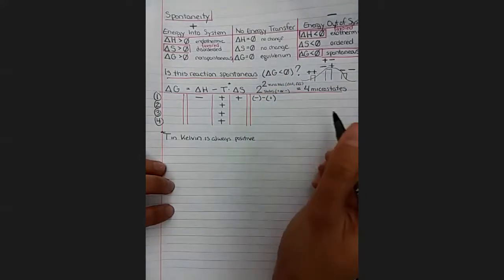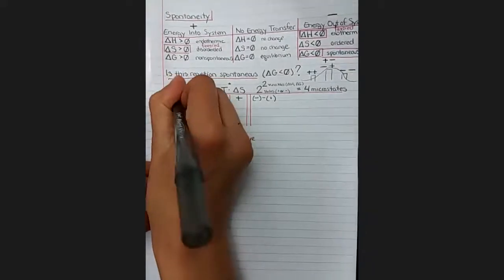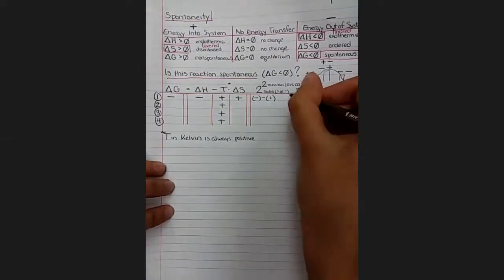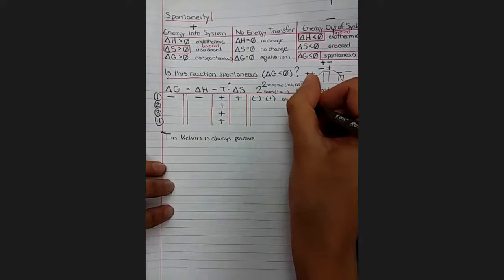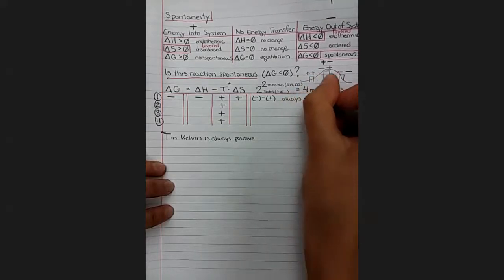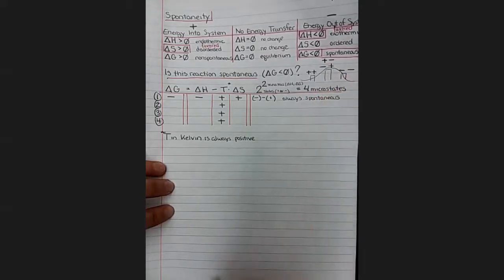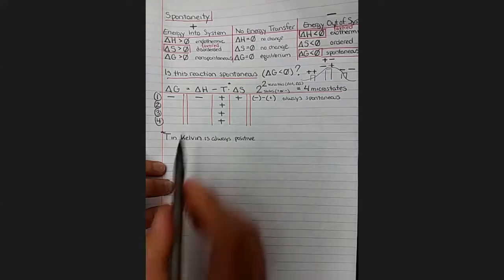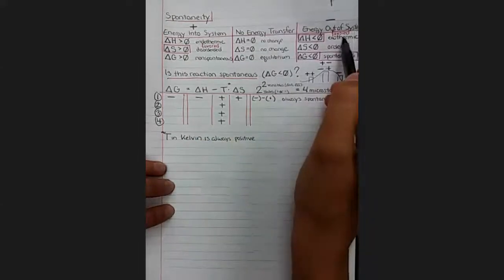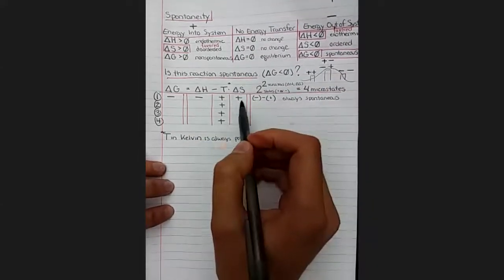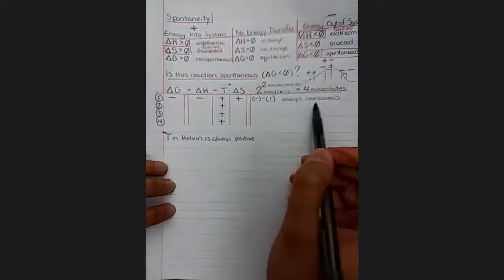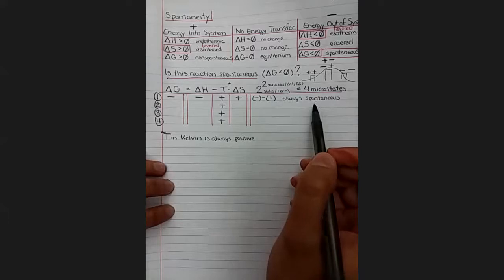And a negative number minus a positive number is always going to give a negative delta G. No matter what the numbers are, big or small, this situation is always going to be spontaneous. So naturally, that's going to be our favorite one. This is going to be favored exothermic, and it's going to be favored disorder. When both of the variables are favored, the reaction will definitely be spontaneous.